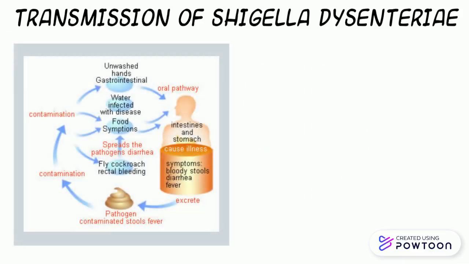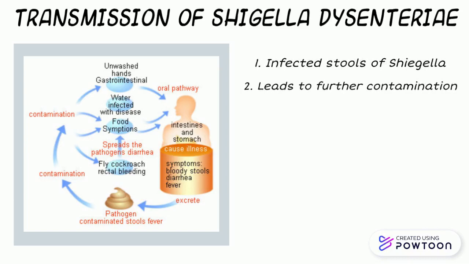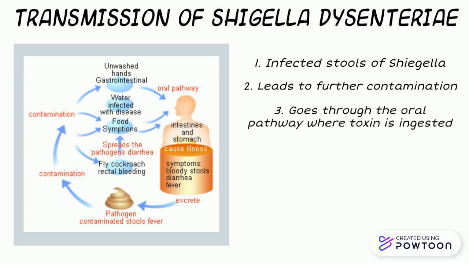This diagram here represents the transmission cycle of Shigella dysenteriae. First, Shigella is present in infected stools from other hosts. It then leads to further contamination via unwashed hands, water contamination, and spreading pathogen via diarrhea. It then goes to the oral pathway where the Shigella is ingested.